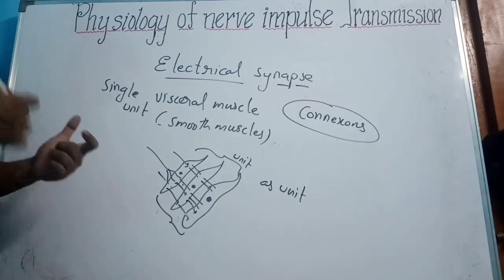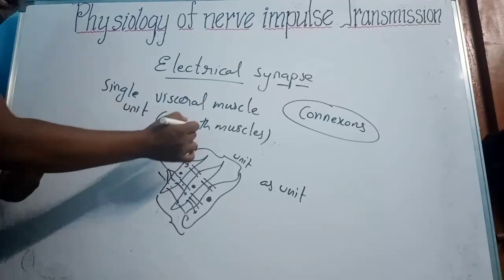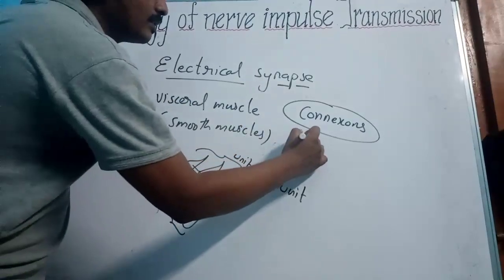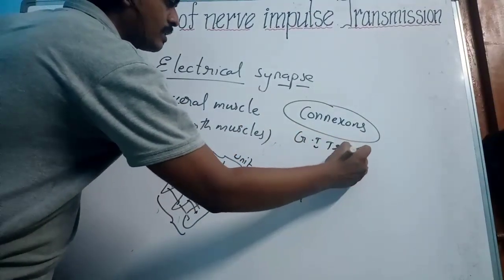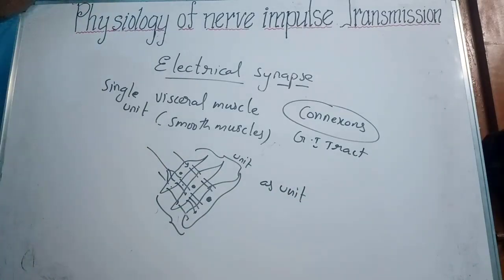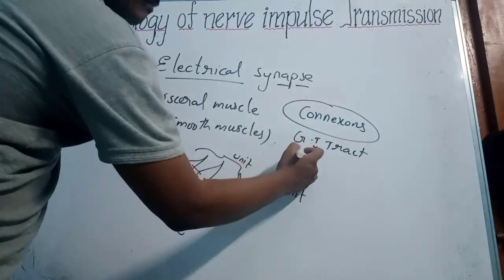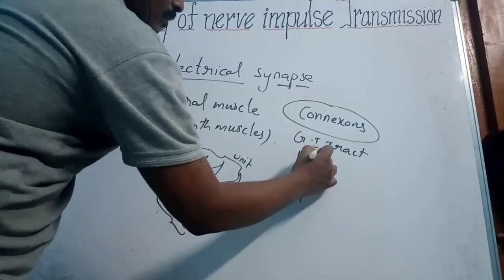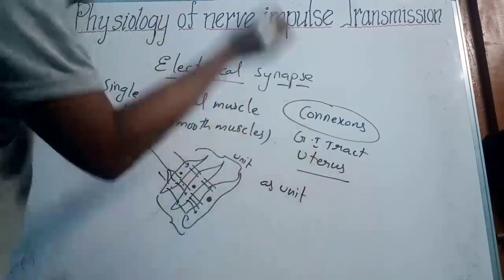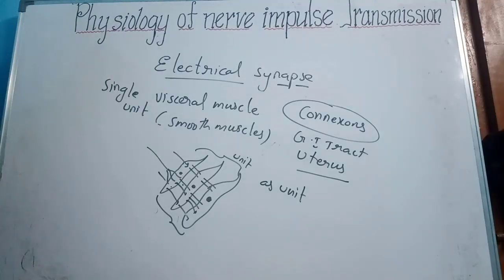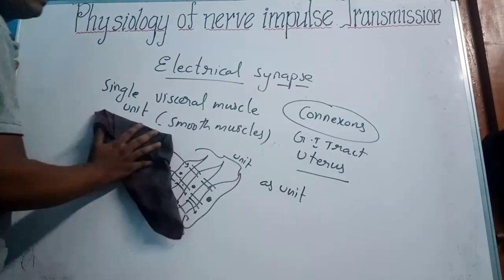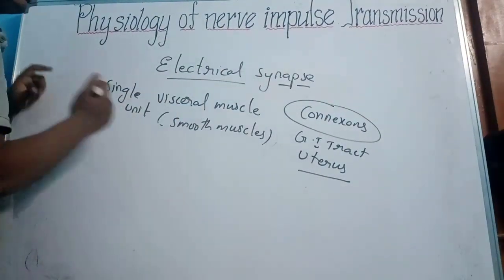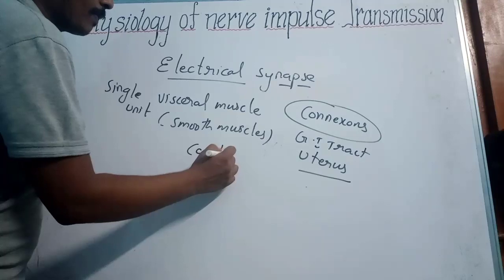It should be faster. Now where can we find them? We can find them in the single unit visceral muscles, that is, in the GI tract, the gastrointestinal tract, and then we can also find them in the uterus. We have that in the uterus, and we have it also in some other muscles like cardiac muscles.